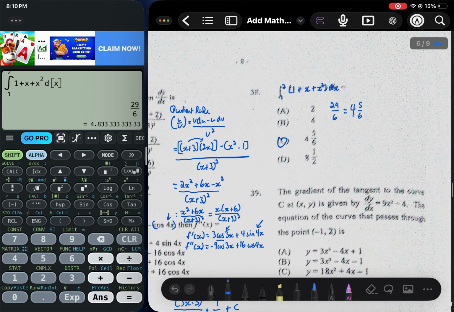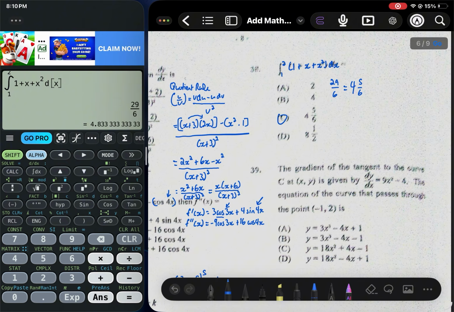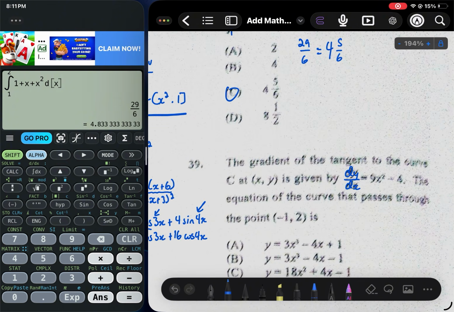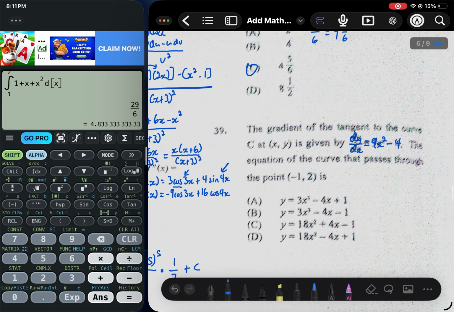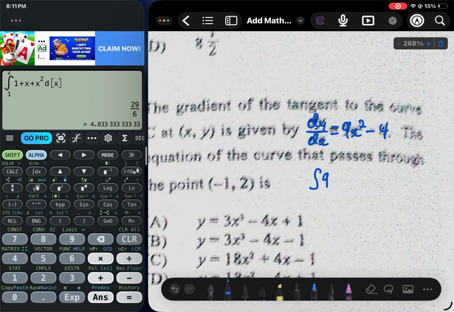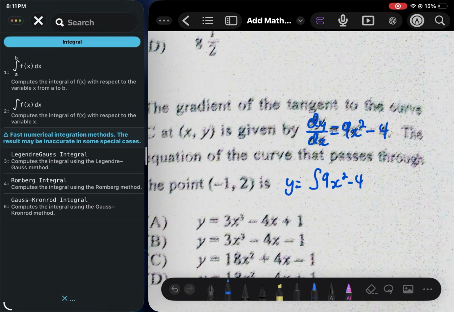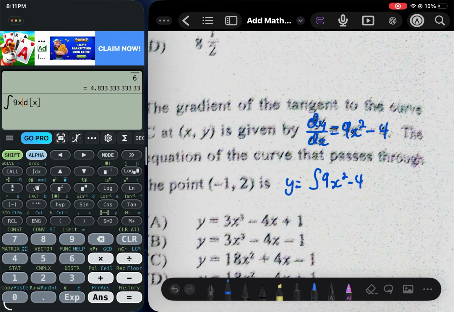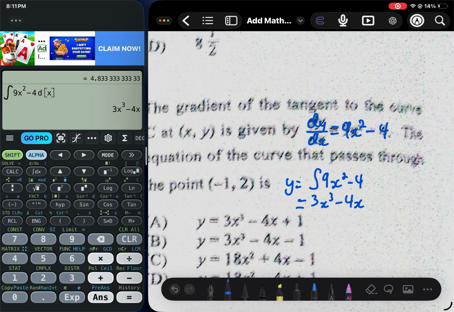The gradient of the tangent to the curve C at (x, y) is given by dy over dx is equal to 9x squared minus 4. The equation of the curve that passes through the point (-1, 2) is... In order to find the equation of the curve, we need to find the integral of the derivative. So we find the integral of 9x squared minus 4, which you can actually do with your calculator. On the integral button, instead of using the upper and lower limit, we use the option that doesn't have it. So 9 alpha close bracket to get x squared, minus 4, is equal to 3x cubed minus 4x. Remember, plus c.